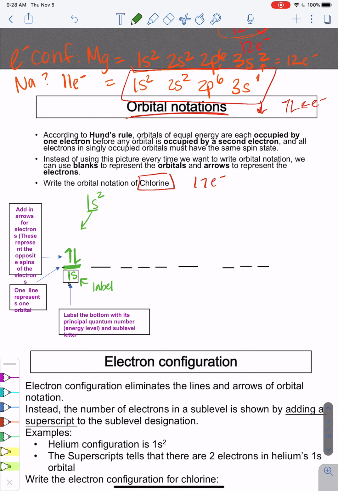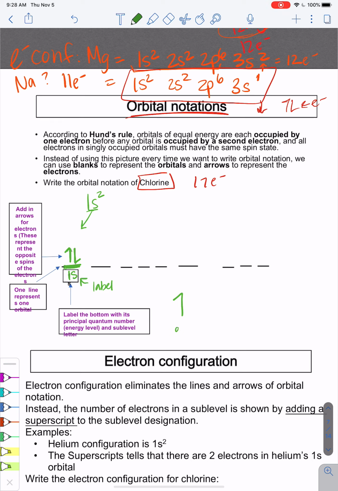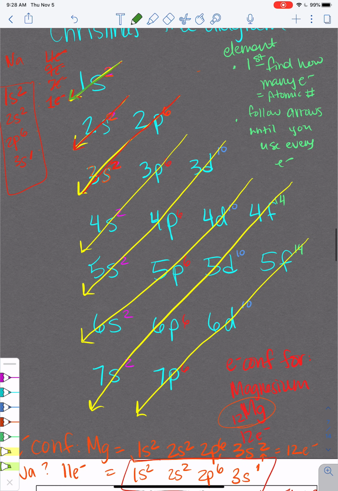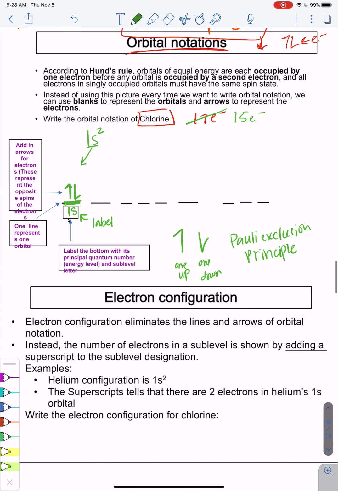The arrows have to go 1 up and then 1 down. This is the Pauli exclusion principle. We have 17 electrons, and I just used 2, so we have 15 electrons left. Going back up to my chart, I've gone through 1s and I need to go through 2s. So I'm going to label this blank 2s, and put 1 up, 1 down.